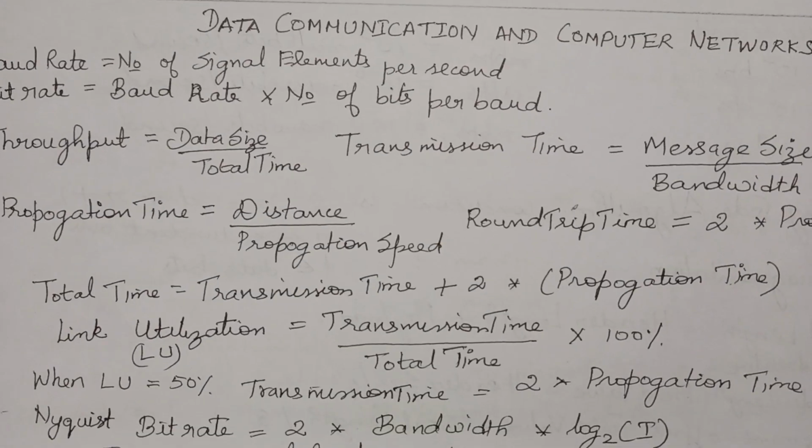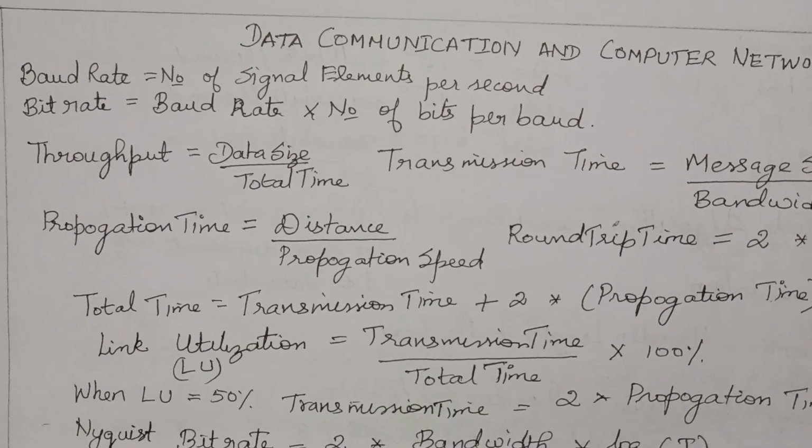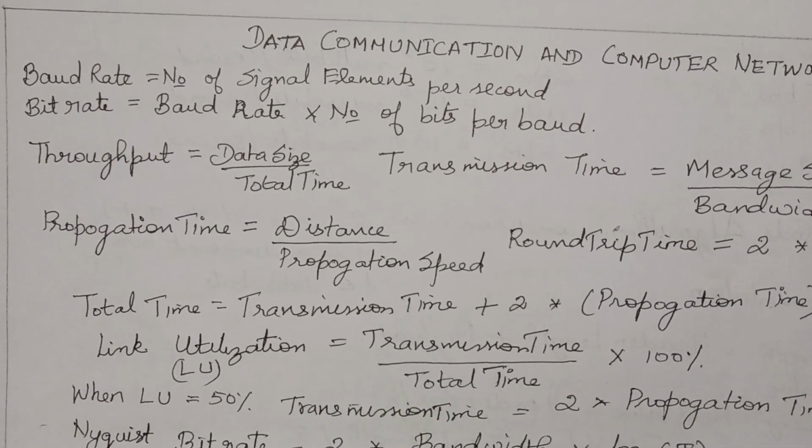On to data communication and computer networks. Here are the important formulas. The baud rate equals the number of signal elements per second. Bit rate will be baud rate times the number of bits per baud. Throughput will be data size by total time.